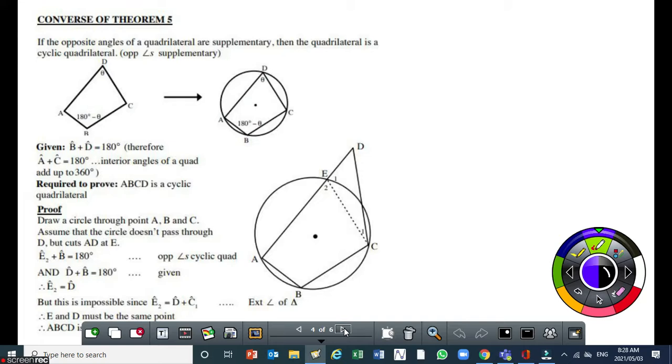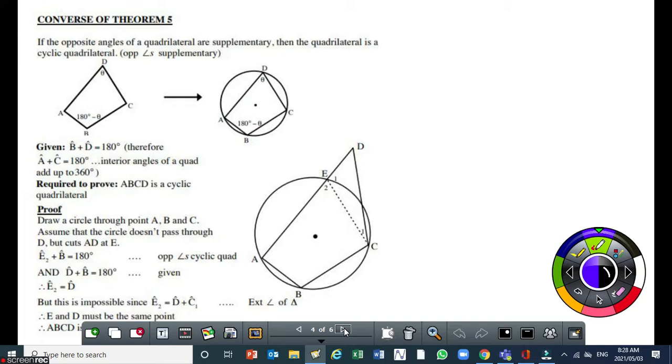This one is just the converse. Remember what I told you, that a converse is a reverse or opposite statement which originates from the theorem. So the converse says if the opposite angles of a quadrilateral are supplementary, then the quadrilateral is cyclic. So if any opposite angles of a quadrilateral add up to 180, you can conclude that the quadrilateral is a cyclic quadrilateral.